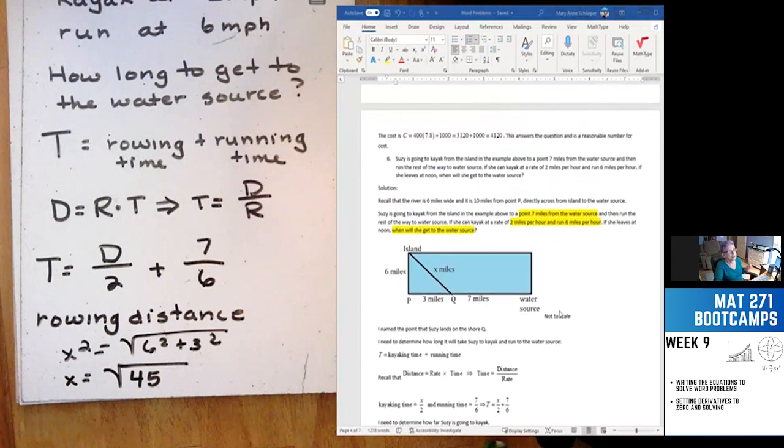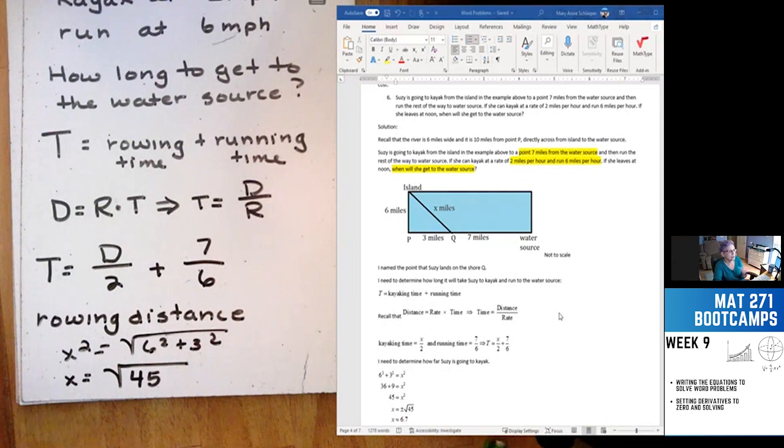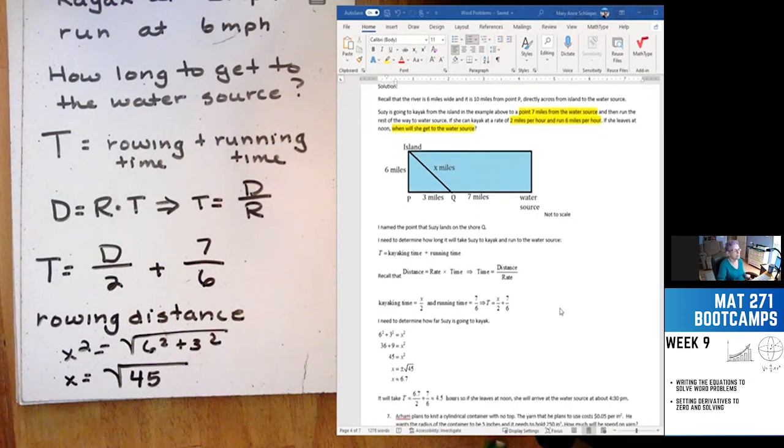So that's another technique you're going to need to be able to use. That distance is rate times time, so time is equal to distance over rate. You'll need to be able to use that for your optimization problems.